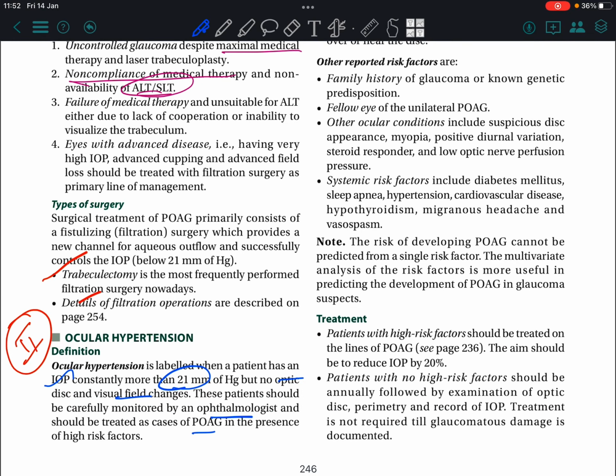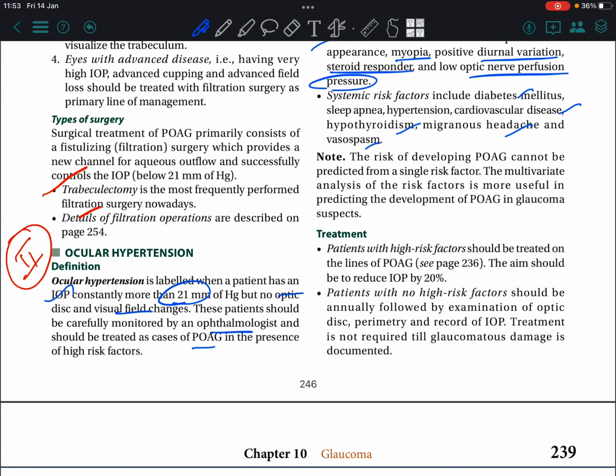Other reported risk factors: family history of glaucoma or known genetic predisposition, fellow eye of unilateral POAG. Other ocular conditions include suspicious disc appearance, myopia, positive diurnal variation, steroid responder, low optic nerve perfusion pressure. Systemic risk factors include diabetes, sleep apnea, hypertension, cardiovascular disease, hypothyroidism, migraine headache and vasospasm.